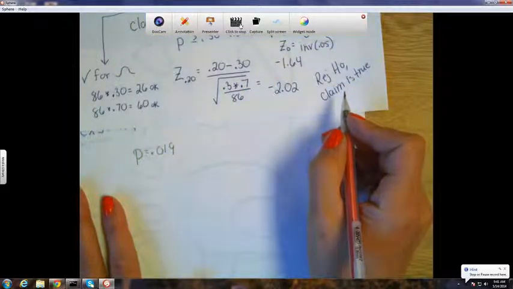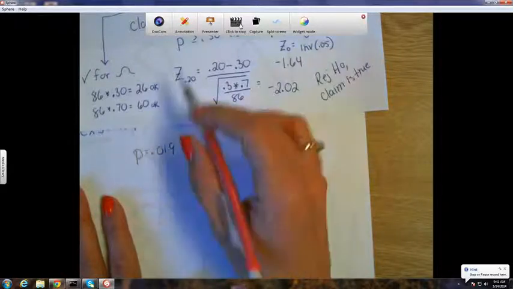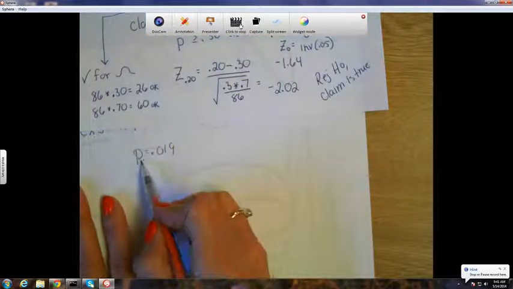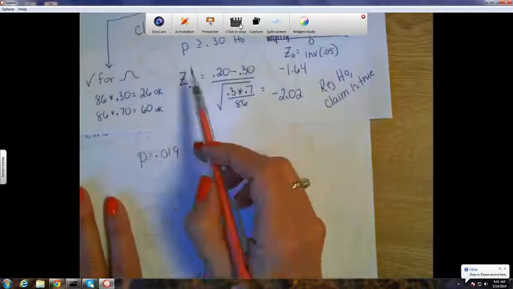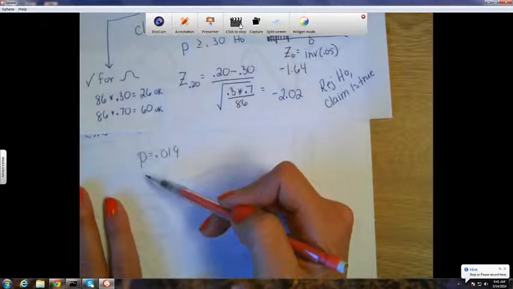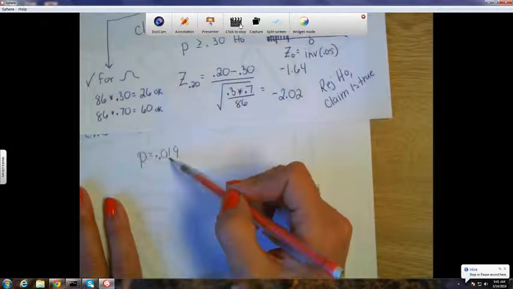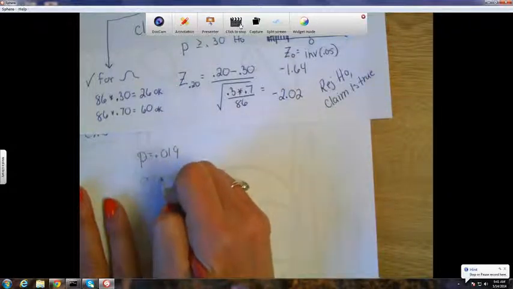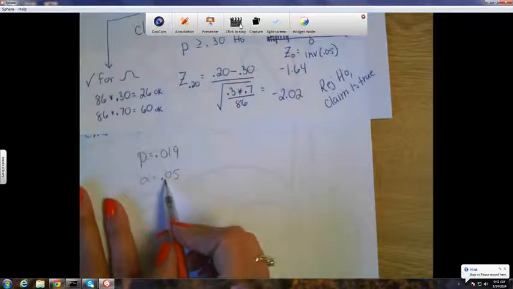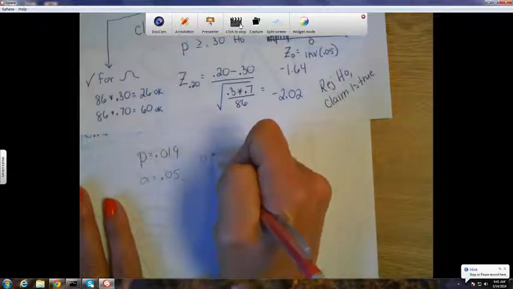Huh? That's not P either. This is not from the claim. This is the probability of this sample happening. This P has absolutely nothing to do with the P that's in the claim. Two totally different things. That's what makes this a little bit confusing. So the probability of that sample happening is 0.019. The alpha value was 0.05. How does P compare to alpha? P is smaller than alpha.